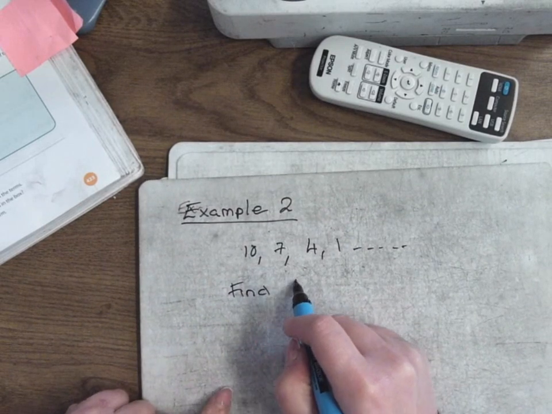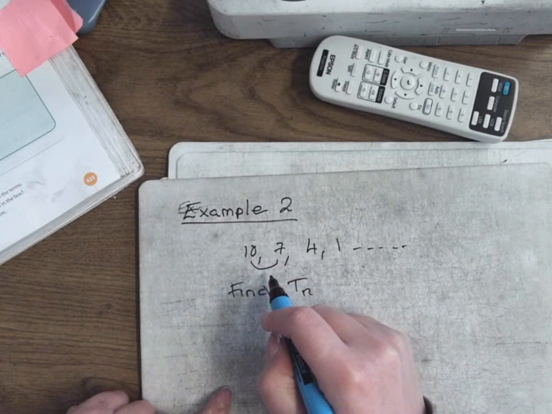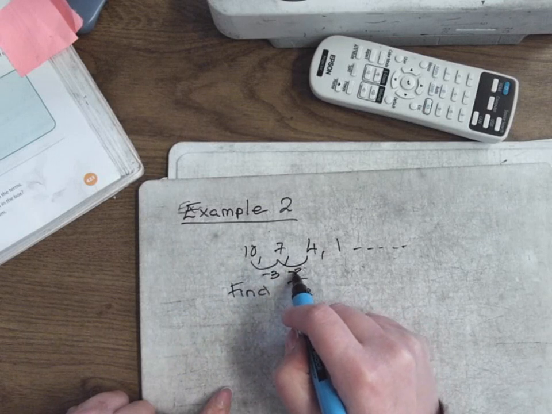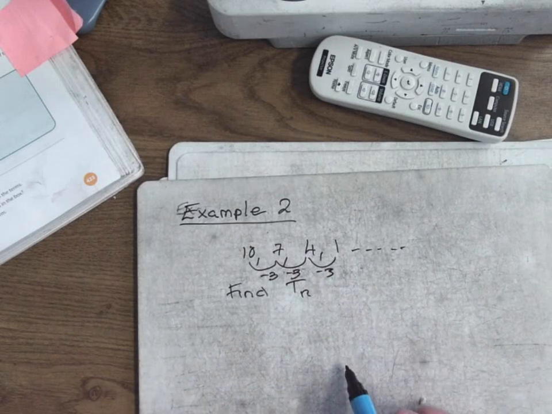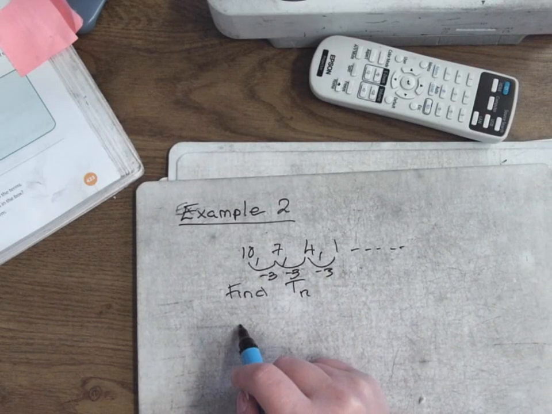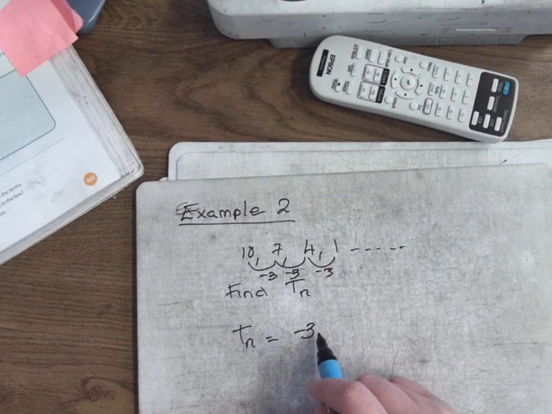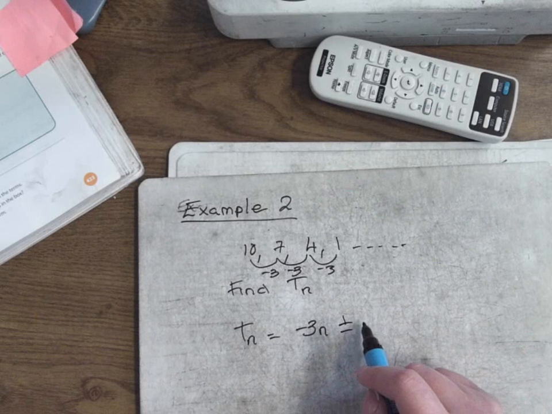So you look at your sequence. How do I go from 10 to 7? Minus 3. How do I go from 7 to 4? Minus 3. And you keep going, minus 3. So that gives me the first bit of Tn. What's the first bit of Tn? It's minus 3n. Then it could be plus or minus a number. We have to try and figure it out.